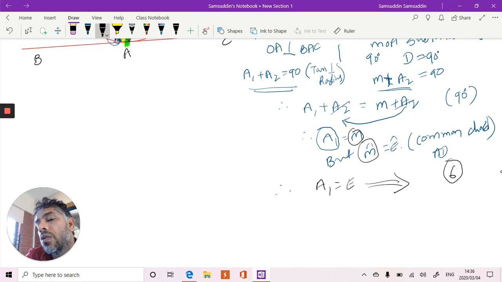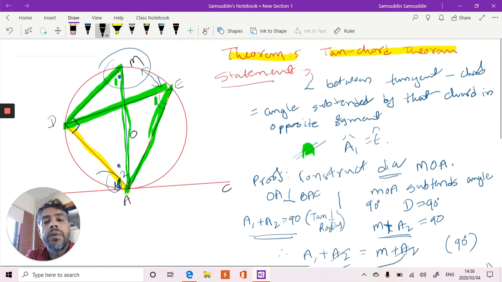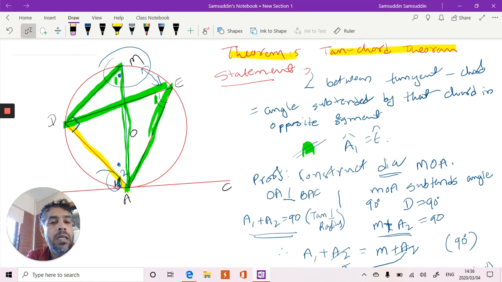This theorem is going to be maybe 5 or 6 marks: 5 marks in grade 12, 6 marks in grade 11. In grade 12 there will be two theorems asked, one from grade 11 and one from grade 12. This is the most commonly asked theorem as well. Okay, thank you. That's how we prove the theorem. I hope you understand this.